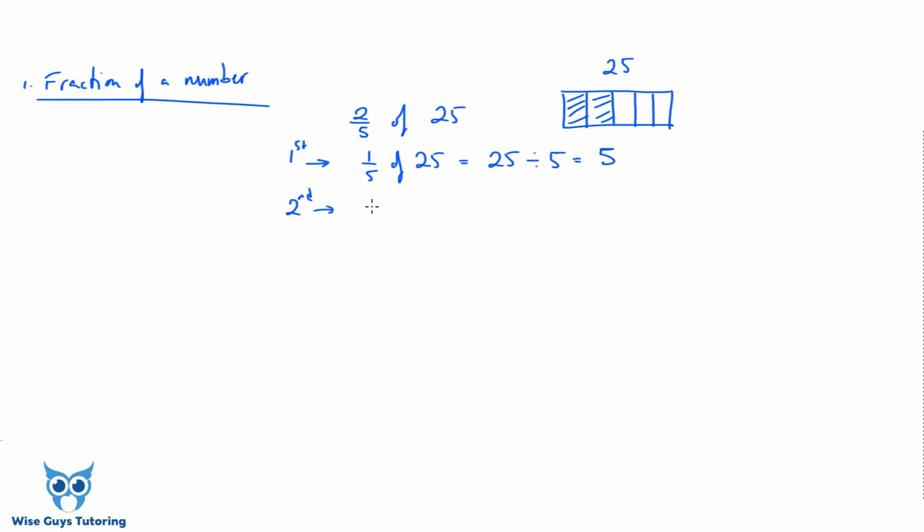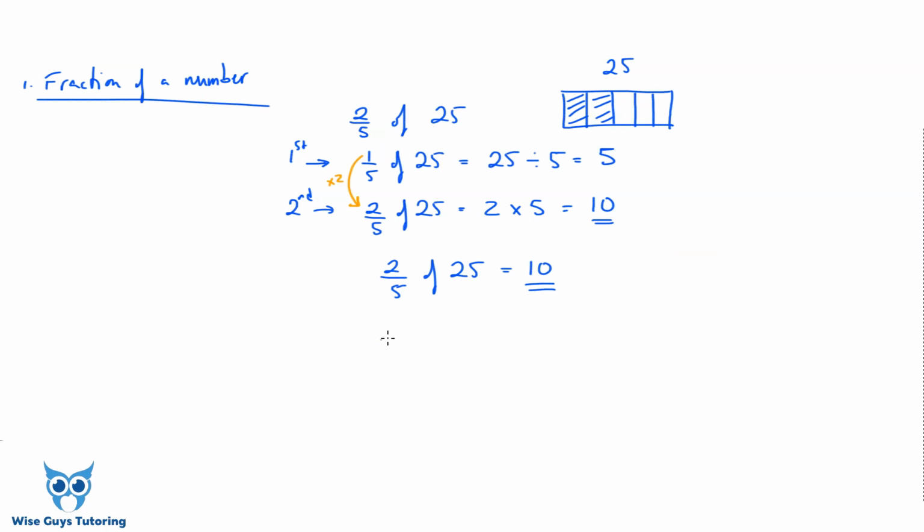I don't have 1 out of 5, right? I have 2 out of 5 of 25. Well, that's just double, isn't it? Right? 2 is double 1. So all I have to do is double the answer that I found earlier. So this will equal 2 times 5, which gives me 10. That means that 2/5 of 25 equals 10.